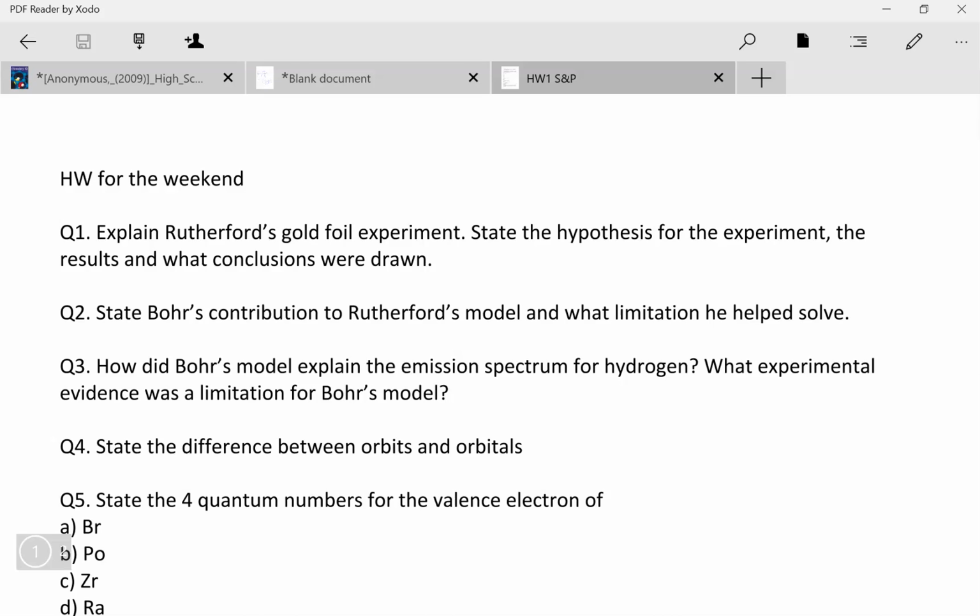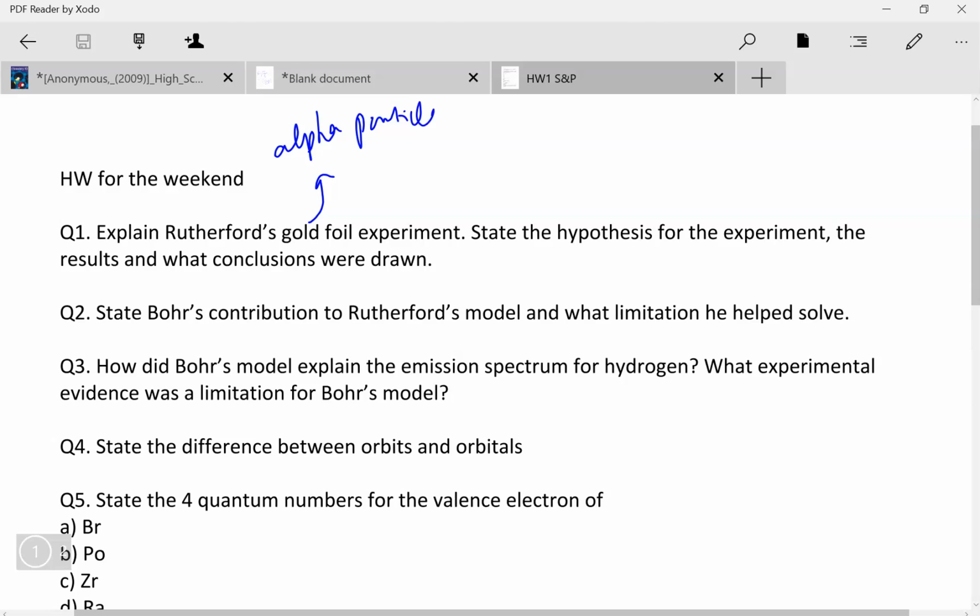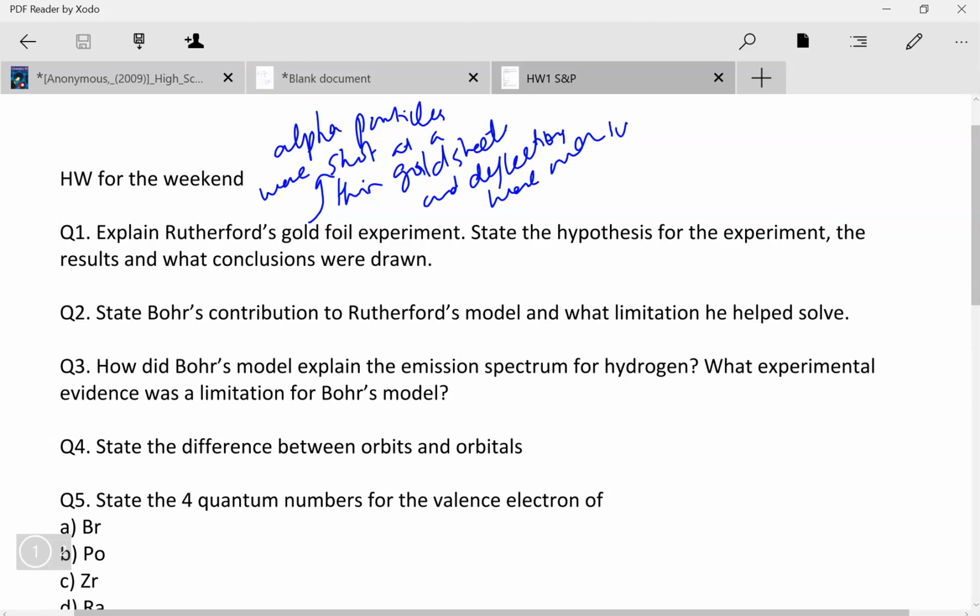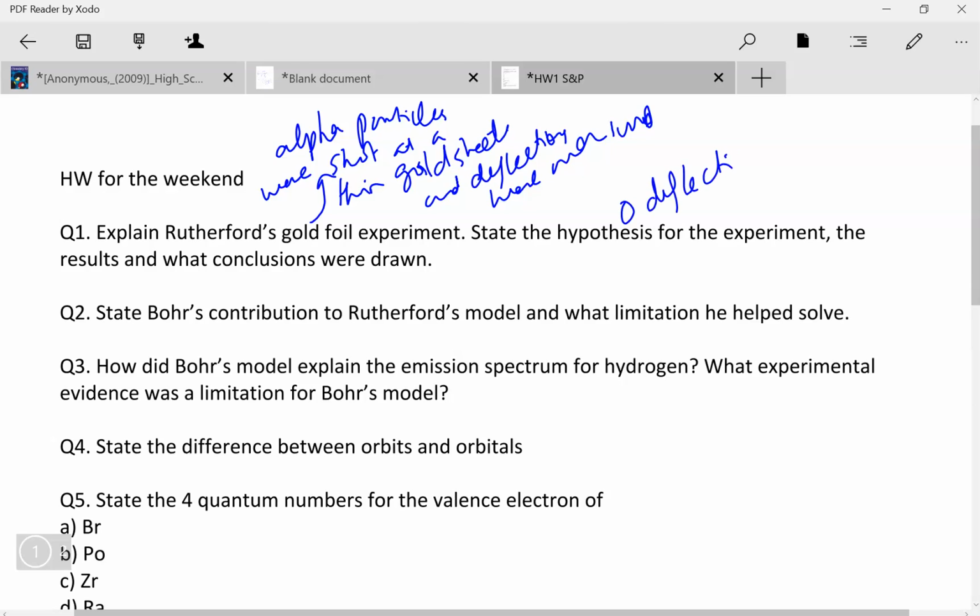Okay, so first we should probably explain what it is. So, explain, you have to say that alpha particles were shot at a thin gold sheet and deflections were measured using some kind of detector. So the hypothesis was there would be zero deflection, all the alpha particles would pass straight through.